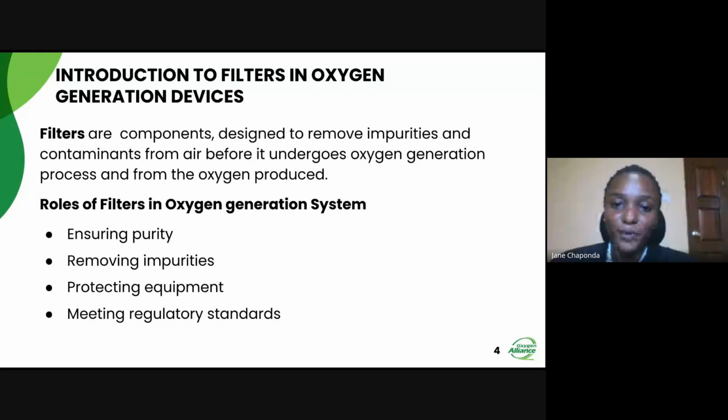Filters ensure oxygen purity. The primary function of filters is to ensure that the oxygen produced by the generation system is pure and free from harmful particles or pollutants. This purity is necessary for the safety of patients and their health. And other roles are removing impurities. Filters in oxygen generation systems act as barriers to prevent impurities such as dust, dirt, and other contaminants from entering the oxygen stream. These impurities can be harmful if they are breathed in, especially for patients with compromised respiratory systems.